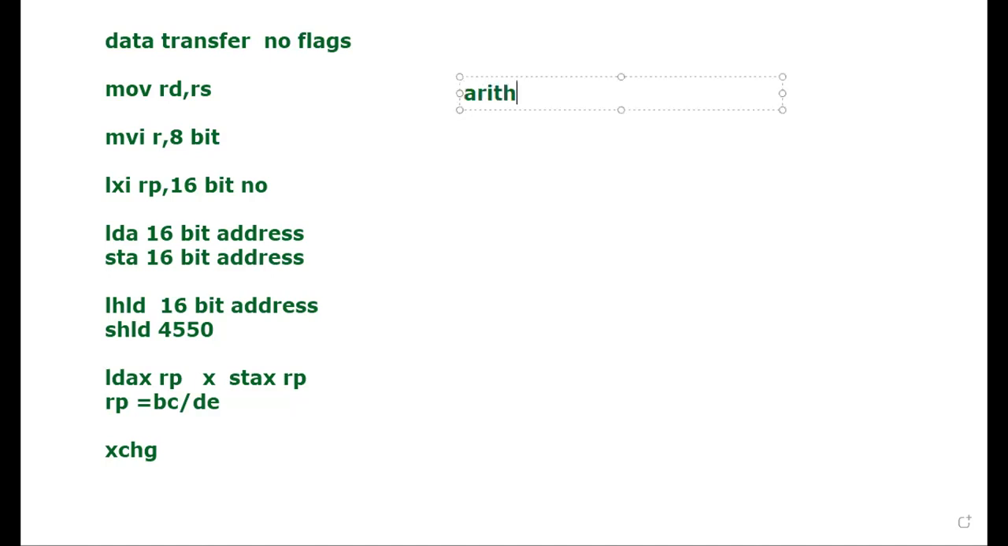Okay. Arithmetic instructions. In this case, one operand usually is in the accumulator, other operand will be in the register or in the memory. Answer will be stored usually in the accumulator. Now ADD R or M, then ADI 8-bit number. So what they do, the accumulator मध्ये कोणाचे contents add होणार आहेत? If you say ADD R, it will be register चे contents, it will be memory चे contents, and the answer will be stored in the accumulator.